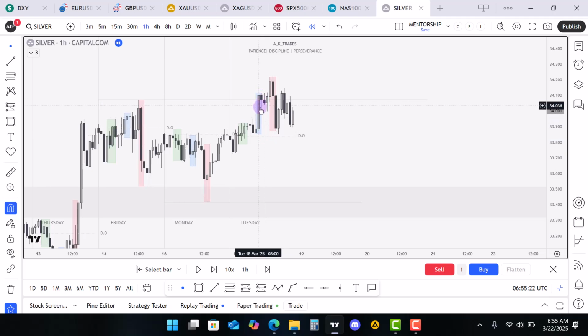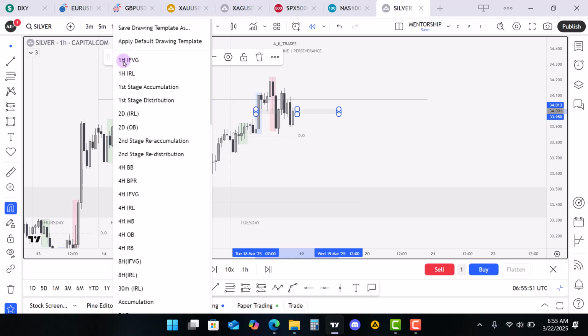So the moment price respected this daily, 1 hour bullish fair value gap to raid buy side liquidity, and price came back to disrespect this particular bullish fair value gap, I am very confident that the market is set to reverse or go lower. So at this point, this is where we mark out our inversion fair value gap here. We mark out our 1 hour inversion fair value gap.